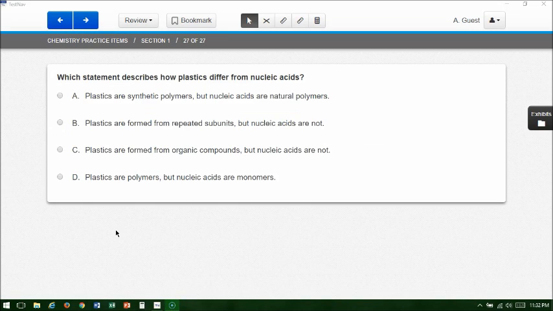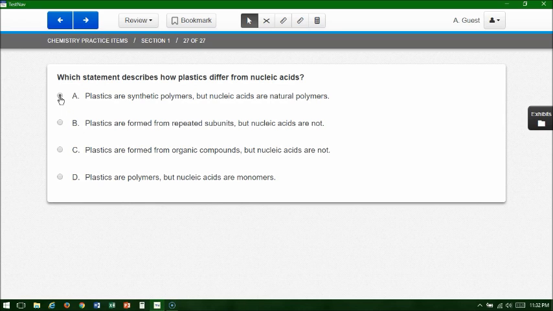Number 27 is talking about the difference between plastics and nucleic acids. So plastics are examples of polymers that are synthetic. DNA, nucleic acids, are examples of polymers that are naturally occurring. So the correct answer is that plastics are synthetic polymers, but nucleic acids are natural polymers.